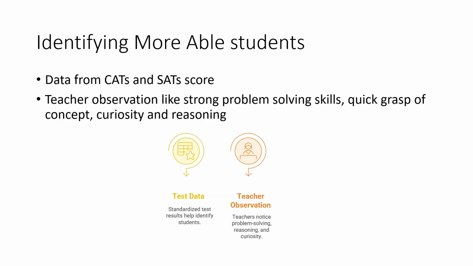So before we look at the strategies, let's look at how we identify more able students. More able students are identified using the data from CATS and SAT scores. In our school, we also consider teacher observation, like if a particular student is showing strong problem solving skills, quick grasp of concept, curiosity, and reasoning.